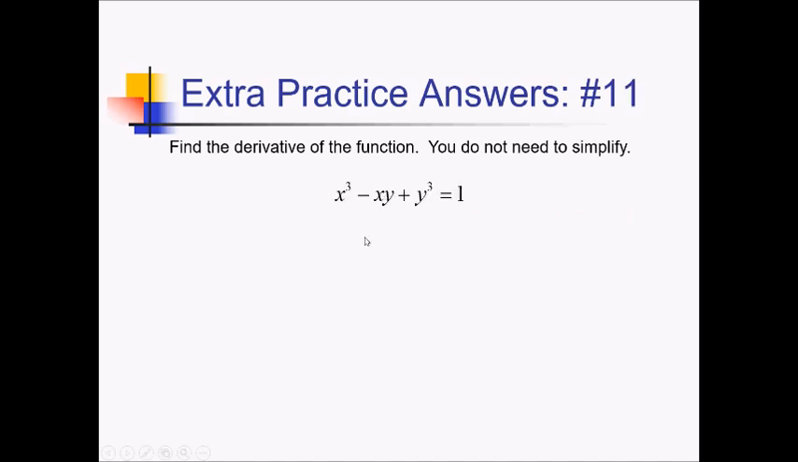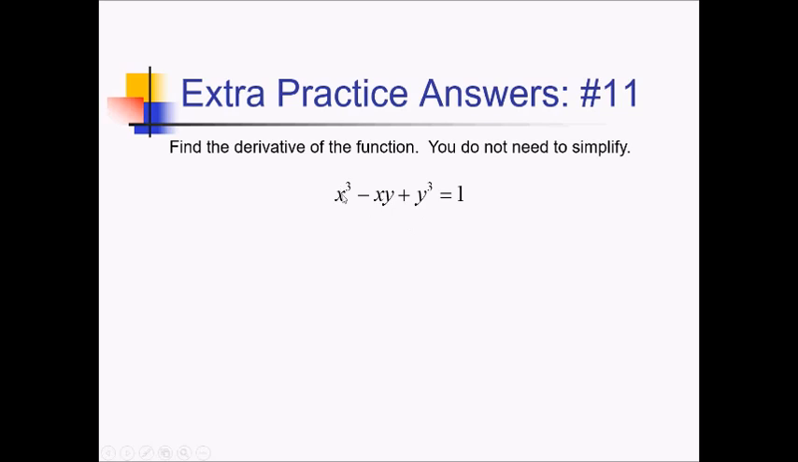To find the derivative on this equation, since I can't isolate y, I have to use implicit differentiation by treating y as a hidden inner function of x. So whenever I take the derivative of something with a y, I just have to remember to multiply by the derivative of y, dy over dx. All right, let's get to it.